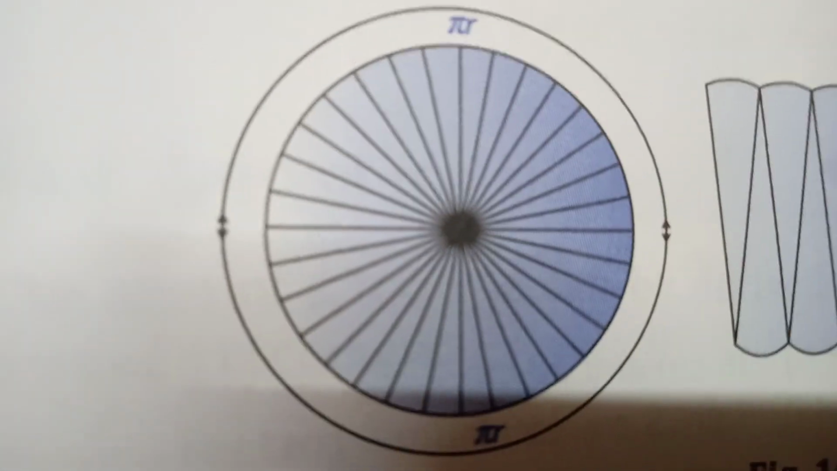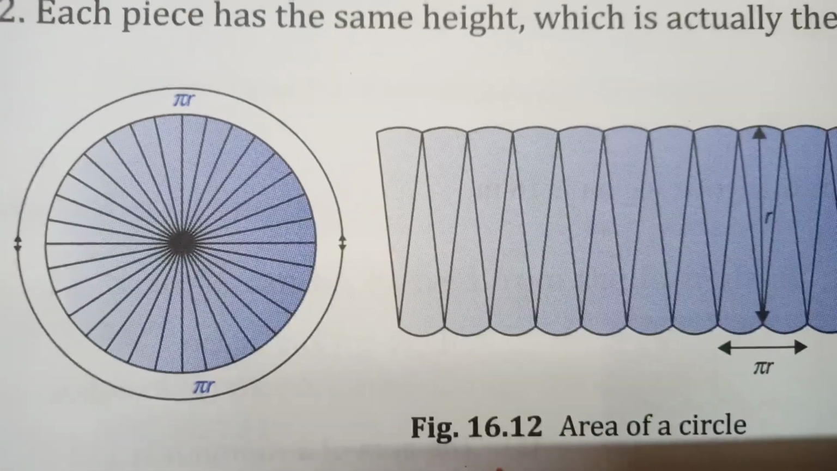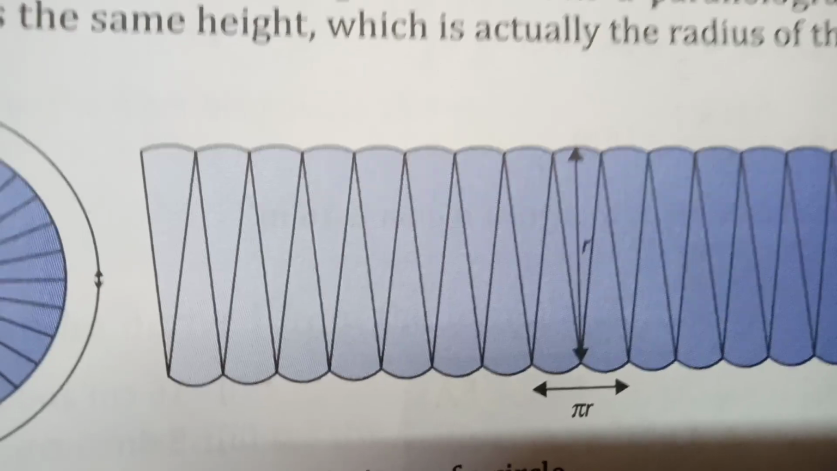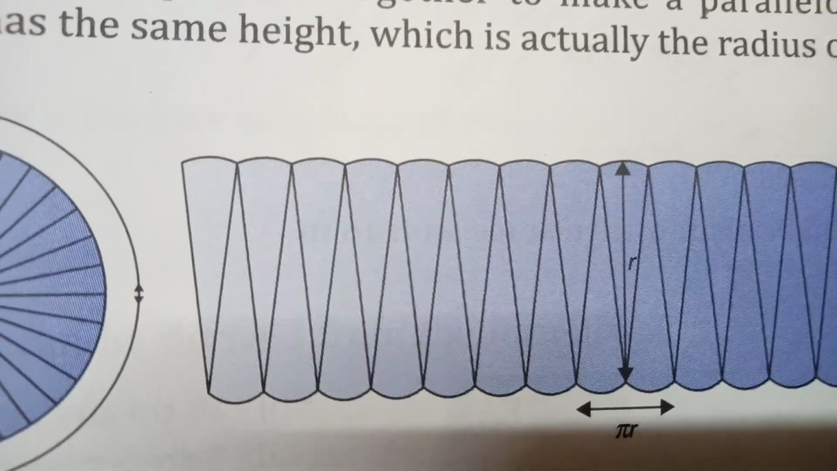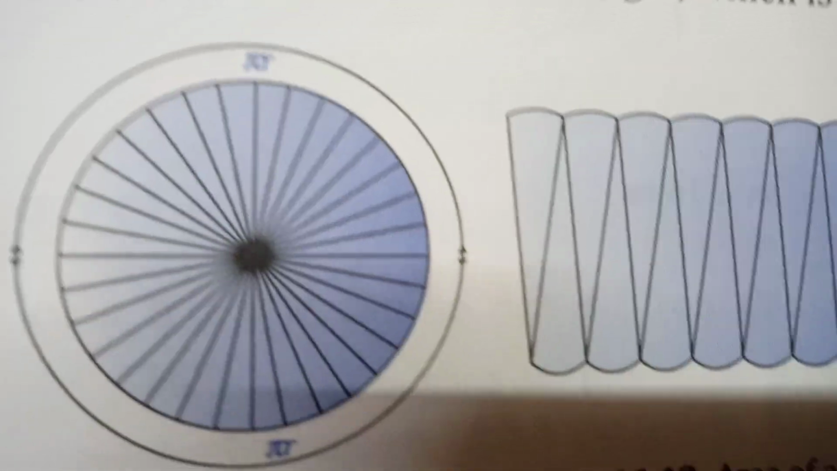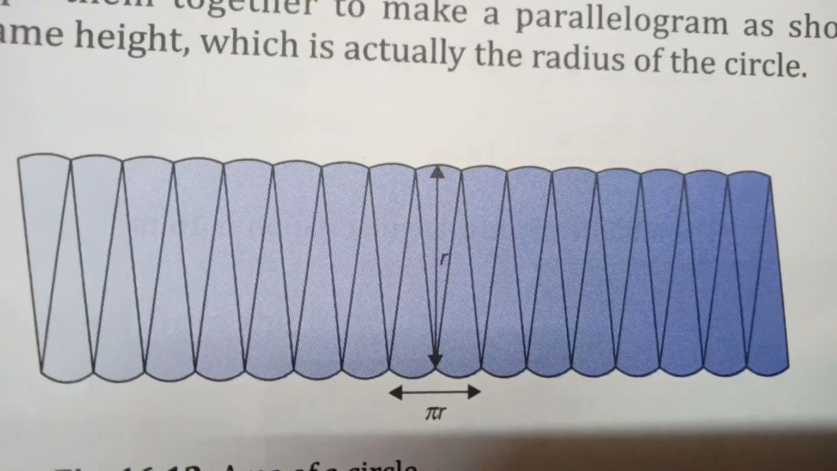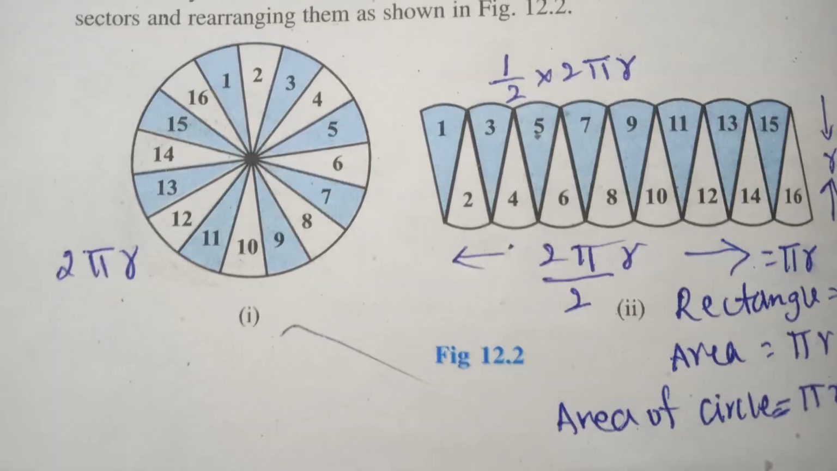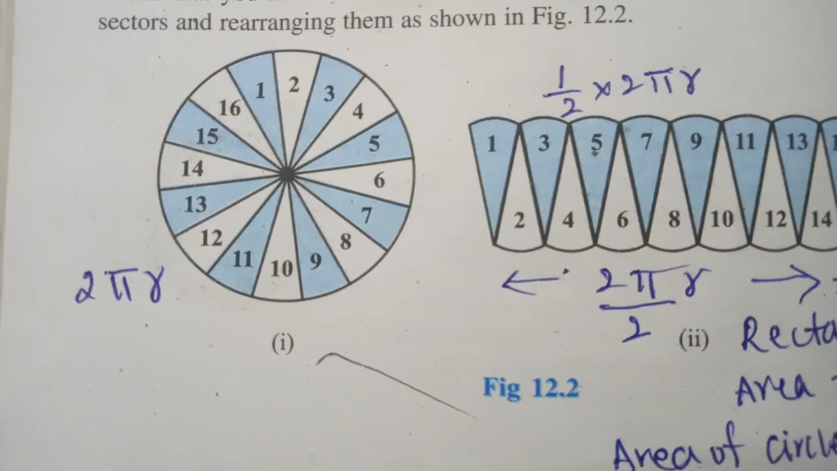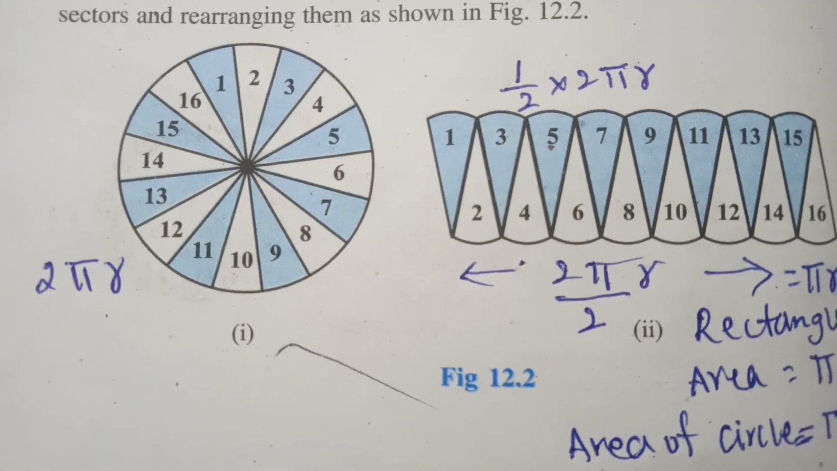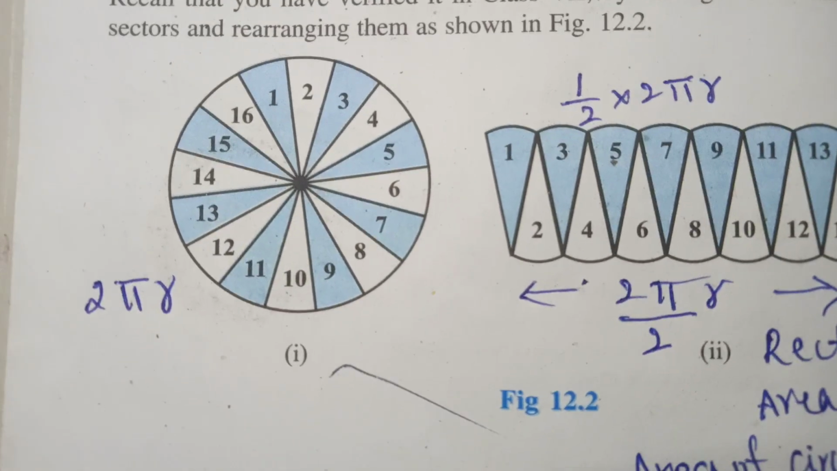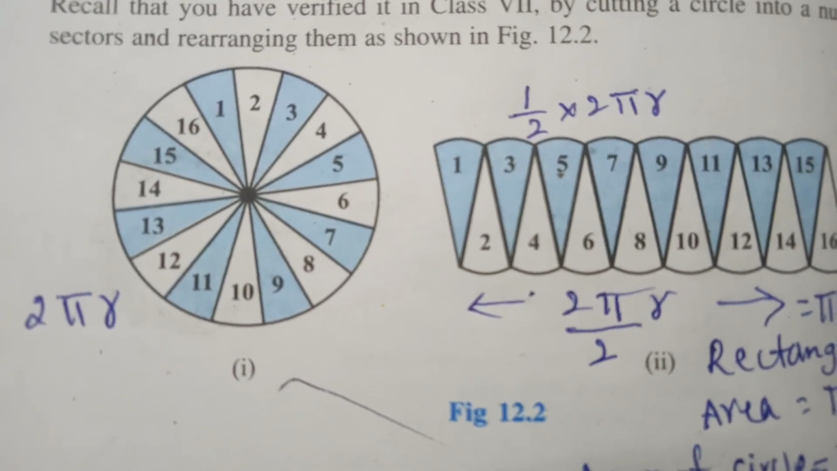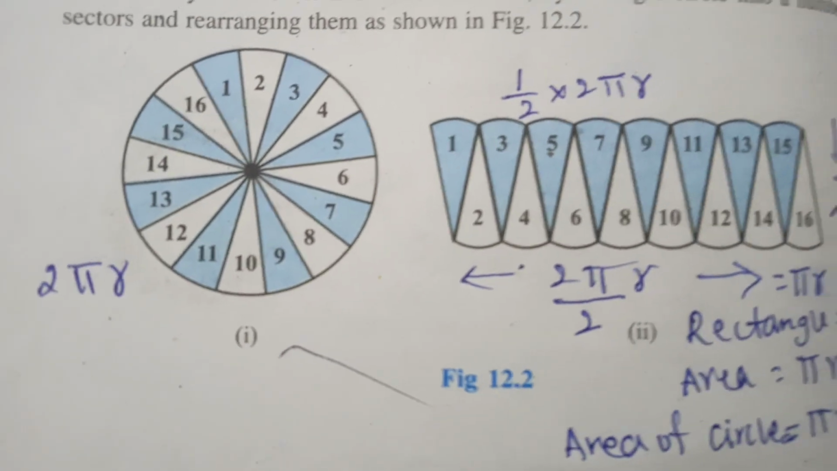Those sectors, the parts which we are seeing now, have been arranged like this, half of the parts in the upward direction and half in the downward direction. Similarly, the circumference of the circle is divided. The circumference formula is 2 pi r. You see white and blue colors, which we call sectors.